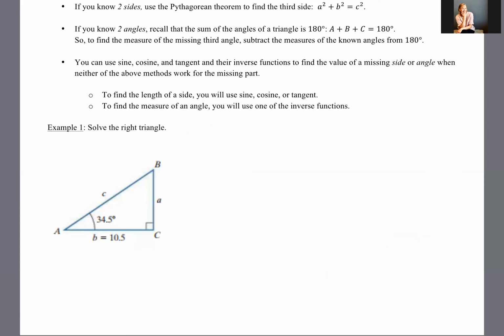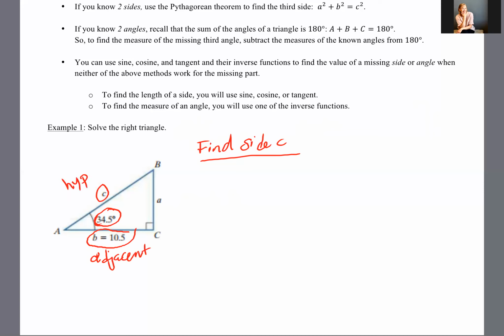Okay, so let's find side C. Let's see, what do I know? I know angle A again. And I know the side adjacent to angle A. This is the side adjacent. And I want to find the hypotenuse to angle A. The trigonometric function that uses the hypotenuse and adjacent is the cosine function. So that's the function I'm going to bring in here.